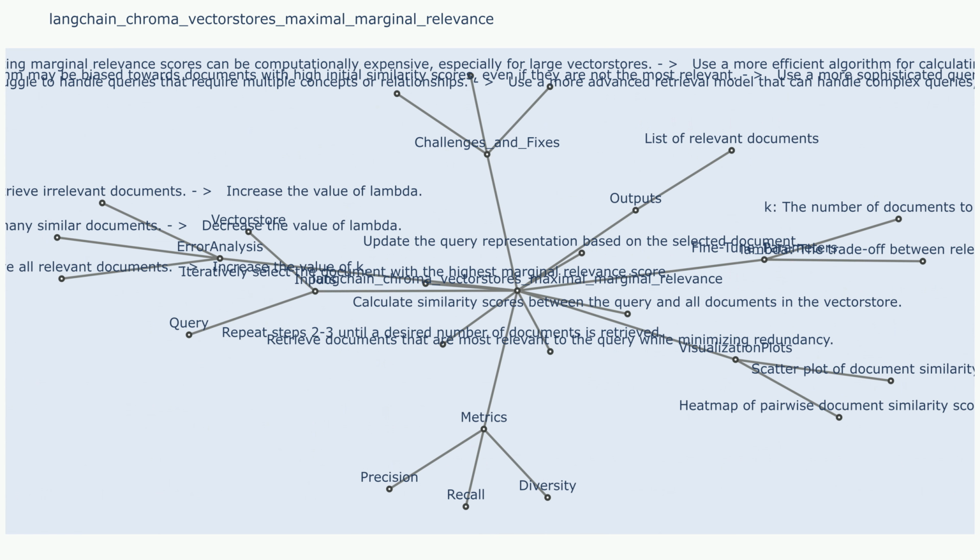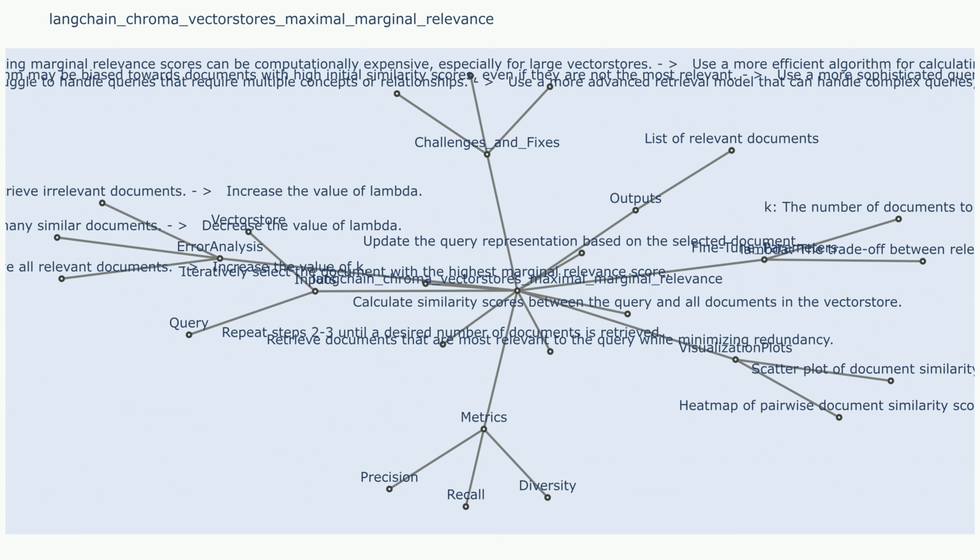Fixes to challenge 1. Increase the lambda parameter. By increasing the lambda parameter, the emphasis on diversity is reduced, and the MMR will prioritize documents with high relevance scores. Use more diverse embeddings: experiment with different embedding models or techniques that capture more diverse aspects of the content.